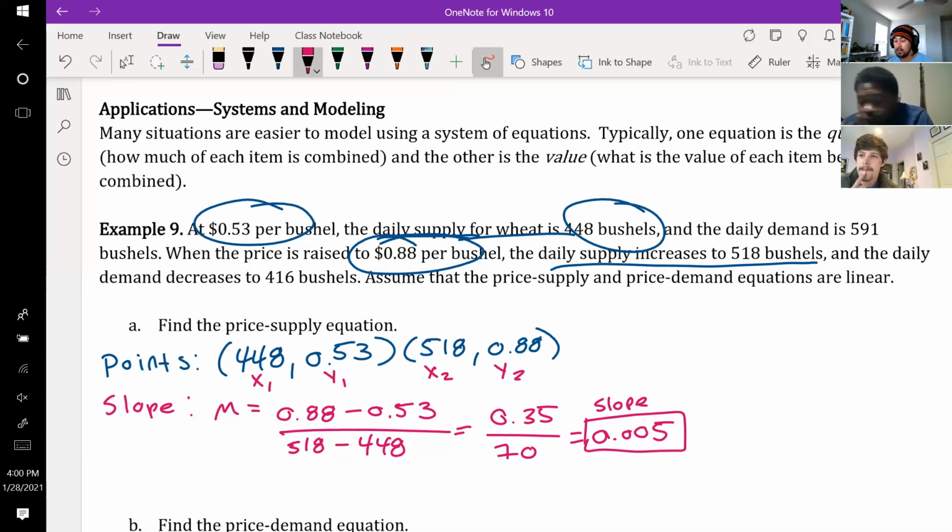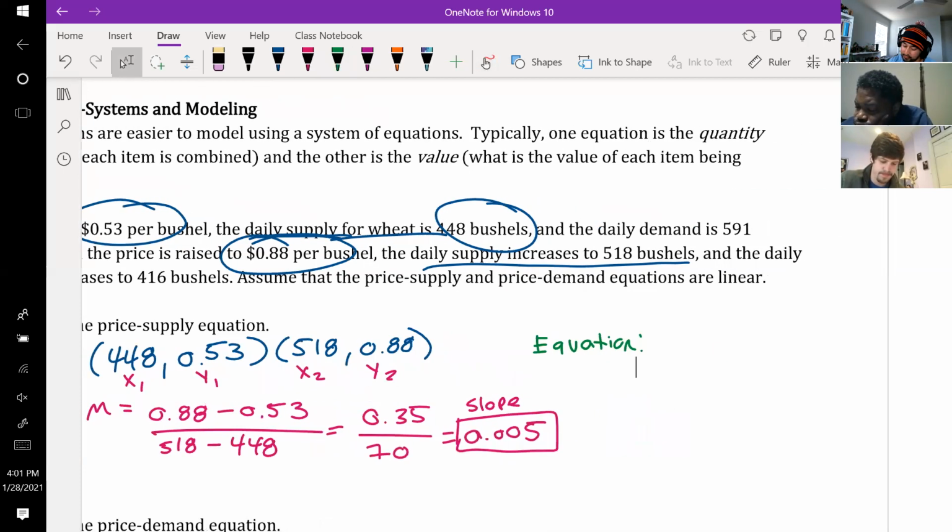Okay, so what's next? Since we have a slope and we have two points, we can now find the equation of the line. That's our next step. We're going to find the equation, and the easiest way to do this is by using the point slope formula: y minus y1 equals m times x minus x1. And since everything's neatly labeled as x1, y1, and slope, we're going to plug everything in.